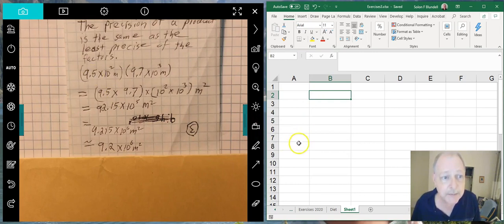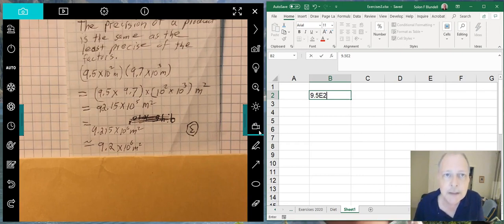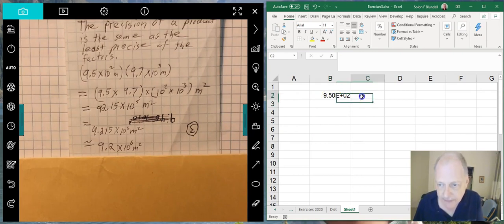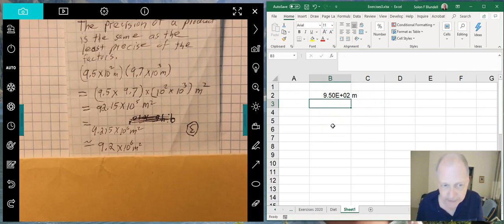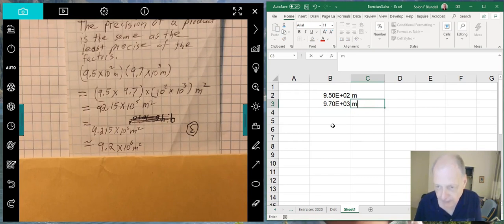And so if I want to put in that 9.5 times 10 squared meters, I'll type the 9.5, and then I can use a capital E for scientific notation. And it's 10 squared meters, so I'll put in a 2. I hit the Enter key on the keyboard, and it understands that I meant 9.5 hectometers. And I can do the same with the other number. 9.7 times 10 to the 3rd meters.